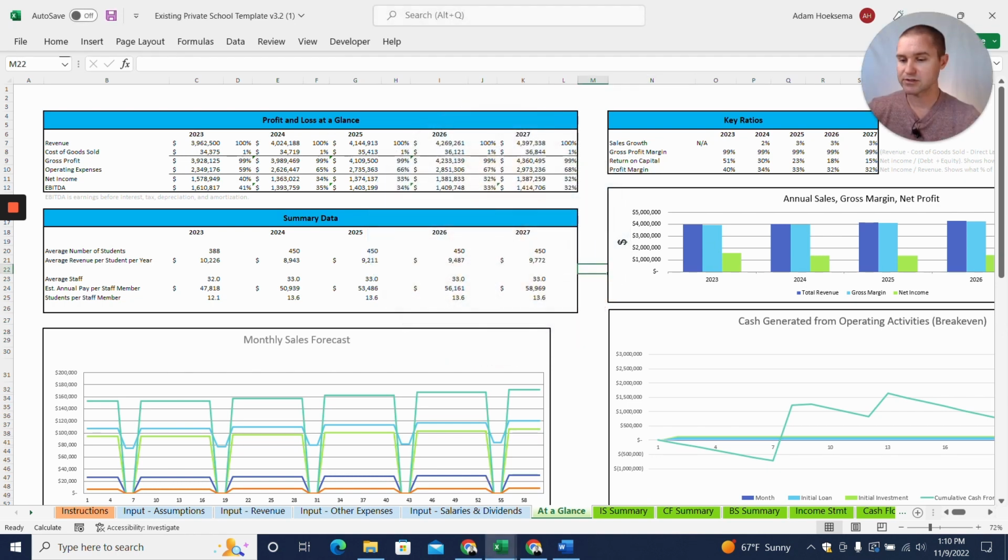All right, so we are starting on the At a Glance tab, and this is kind of the end of the process. After you have filled out all of your assumptions and put in your projections, you will be able to see this nice At a Glance tab.